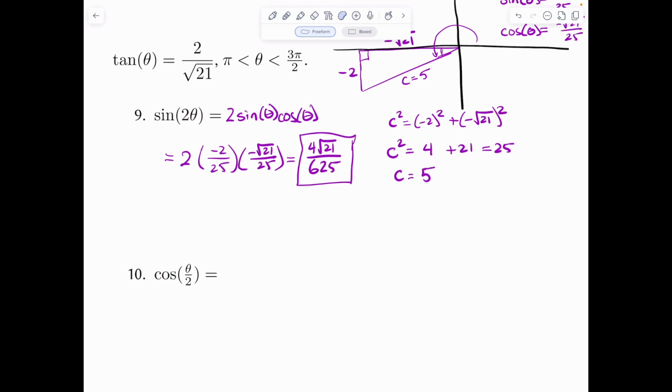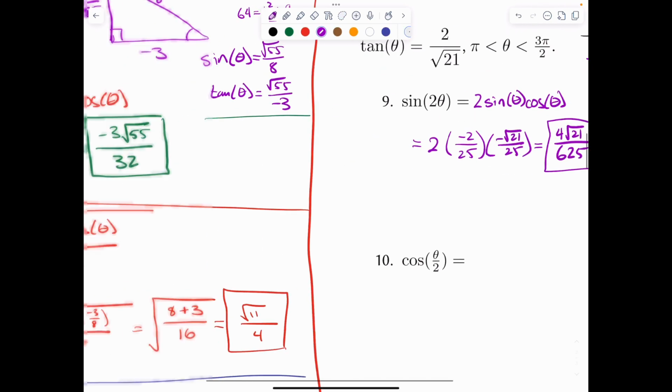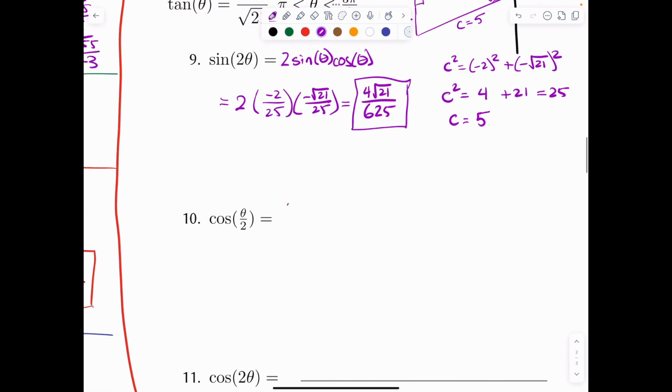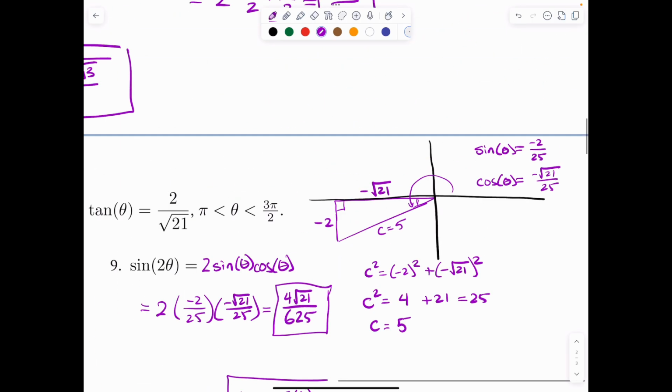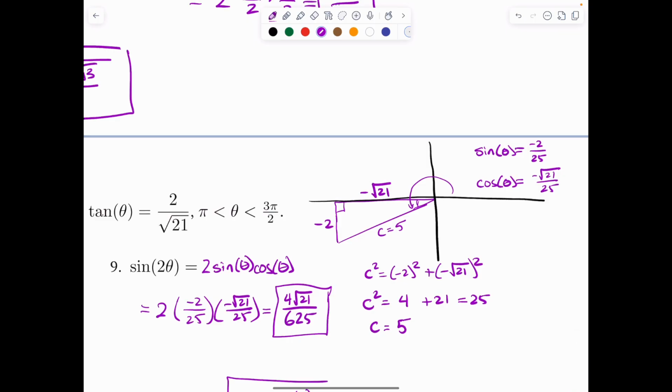Okay, the cosine of theta over 2. So we're going to have to use the plus or minus. This is different from over here. So this is plus or minus the square root of 1 plus cosine of theta over 2. And so here, this is a little difficult. We've got to figure out where we are so that we can figure out what the half of this angle is. So anytime you're in the third quadrant like this, half of the angle will end up back here in this range. So somewhere over here.